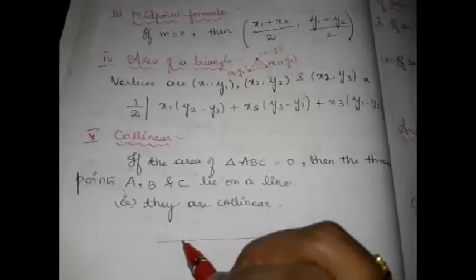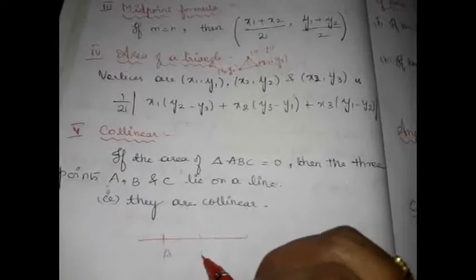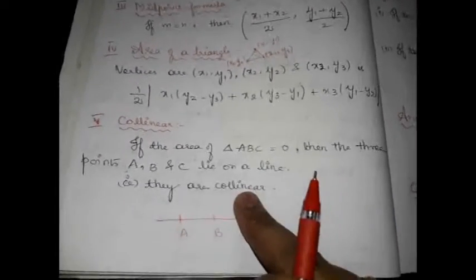If all 3 points lie on a line, then we call the 3 points collinear. So how can we say the 3 points are collinear? We can tell that the 3 points are collinear in many ways. Out of that, one way is using the area of a triangle formula.